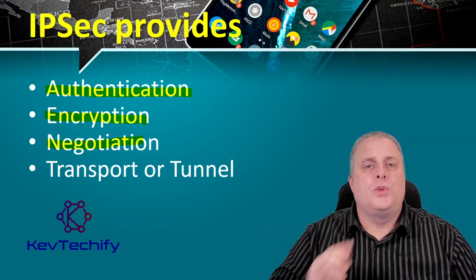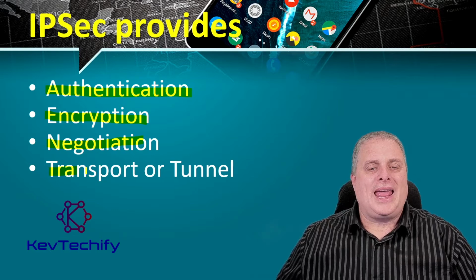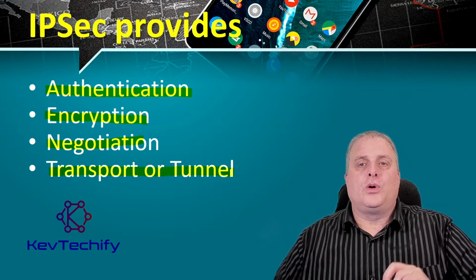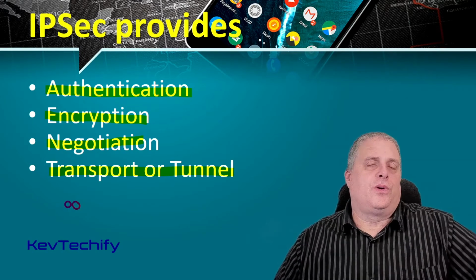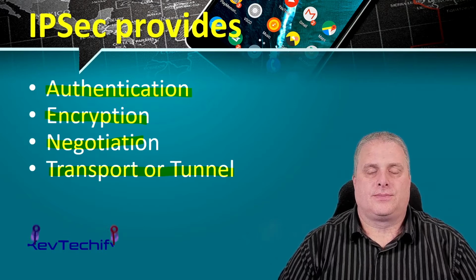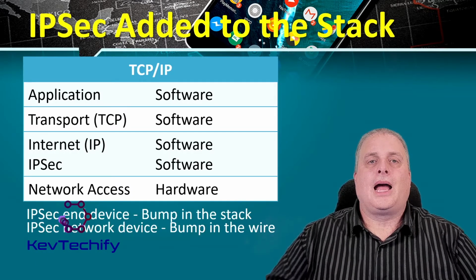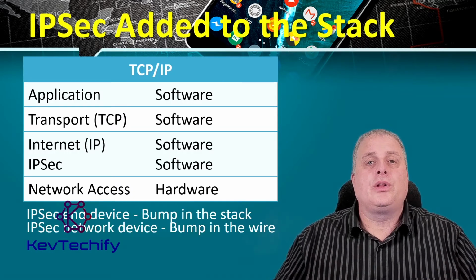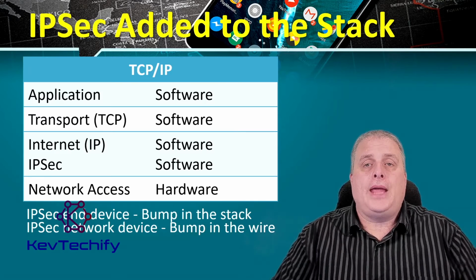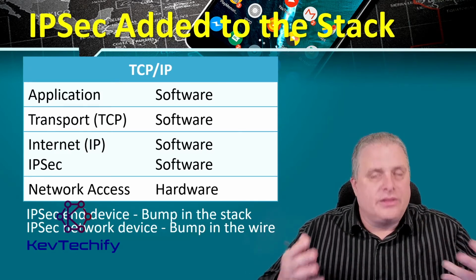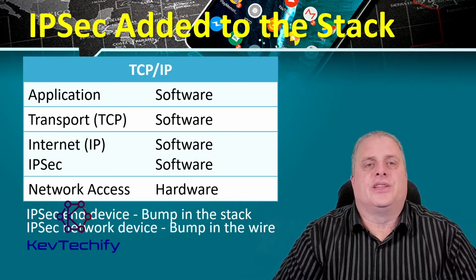IPsec has two modes, transport mode and tunnel mode. Tunnel mode is what is used for VPN tunnels. IPsec can be implemented in the kernel of the operating system, or it could be added to the stack. This is the more typical way, adding it to the stack.